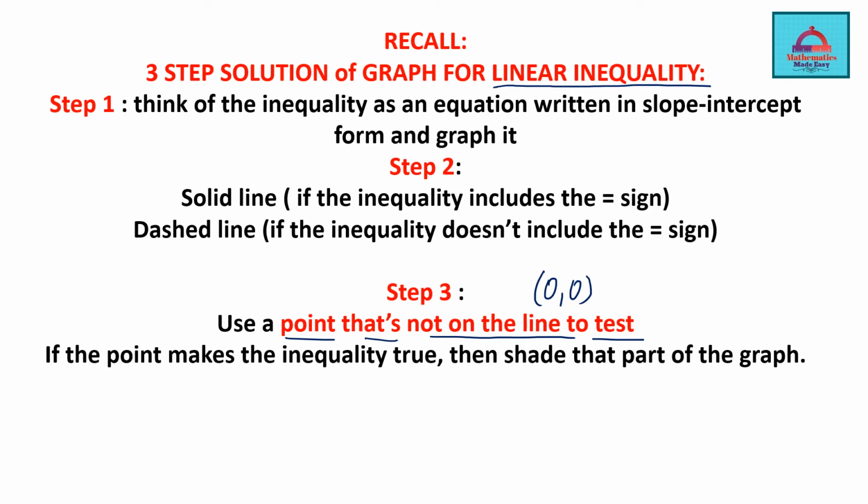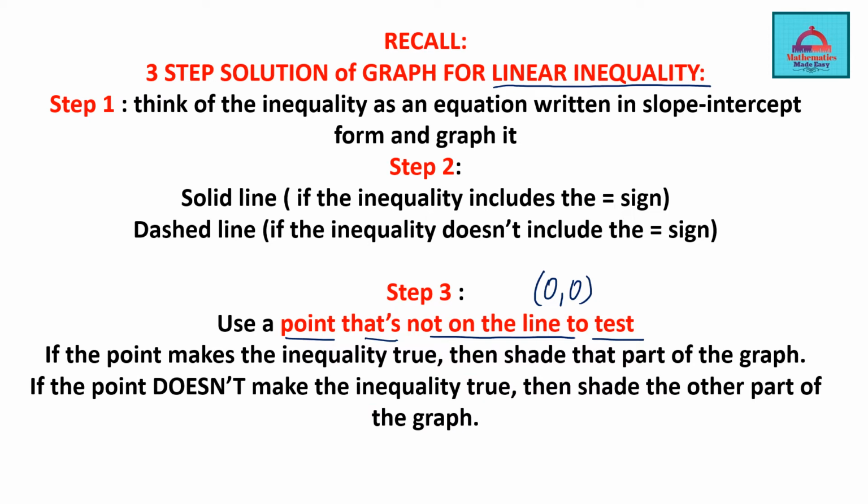If the point makes the inequality true, you shade that part of the region. If the point does not make the inequality true, you shade the other part of the graph. So these are all the steps that you are going to follow for graphing the linear inequality. And now let's take an example.